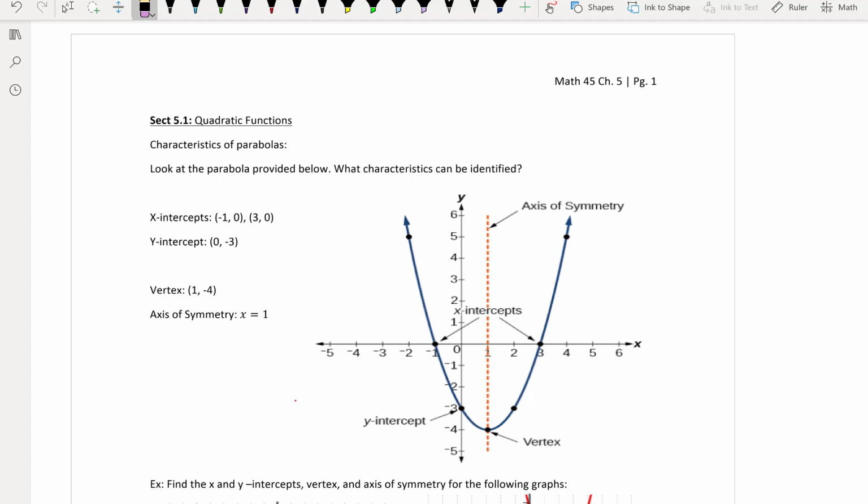We're going to continue lecture with Chapter 5, and we are on page 1. So for section 5.1, we're going to be talking about the quadratic function. So let's think about some of the characteristics of a parabola.